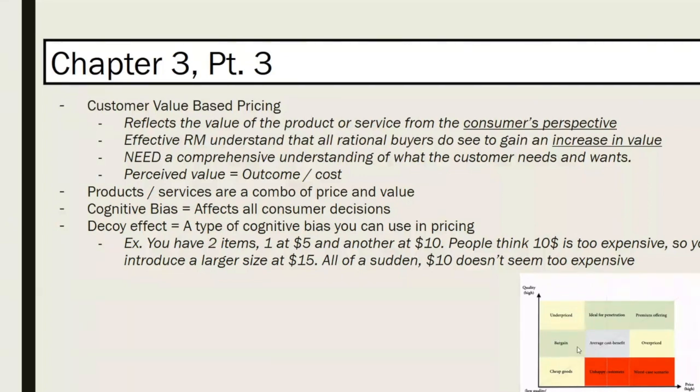So if you have very high quality but a very low price, it's underpriced for you. So you're trying to look at, ideally, getting between the average cost benefit, the cheap goods, or the premium offering. So you're looking along that line where you can have more or less an equal balance between quality and price, because you don't want to make the customer feel like they're being ripped off, but you also don't want to lose money. So you're looking at getting an average cost benefit because you're wanting to make money but also make the guests happy.